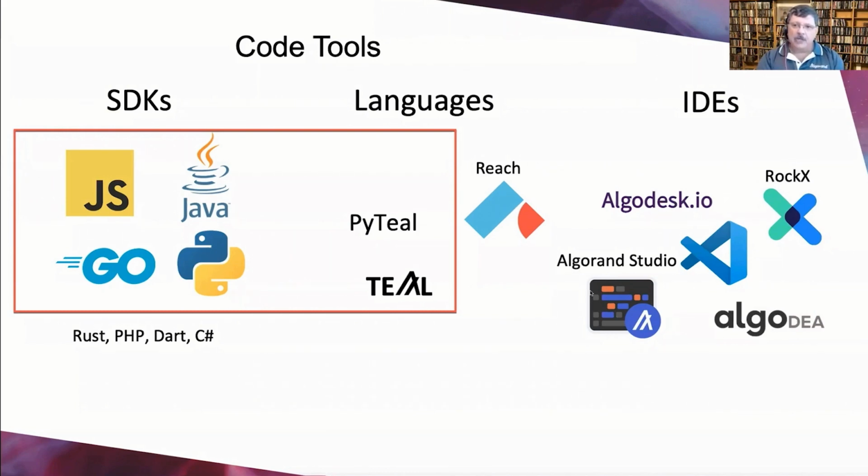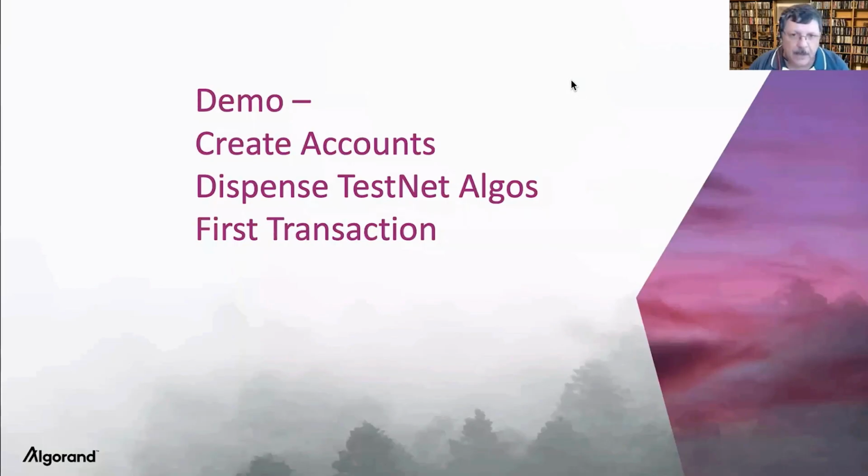Also, you've got tools for managing some of the solutions you're building, with Algorand Studio and Algo Builder, and I showed you AlgoDesk.io. On the left side, we've got Java, JavaScript, Go, and Python, and then also Teal and PyTeal for some of the languages, and then you also got Rust, PHP, Dart, and C# SDKs that the community has done. So let's take a look at creating accounts.